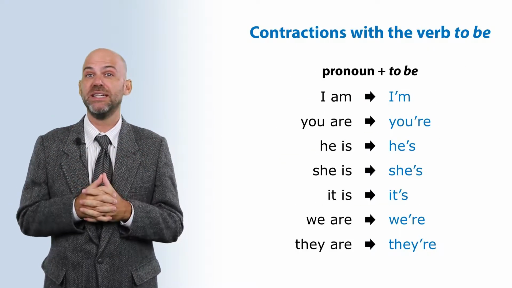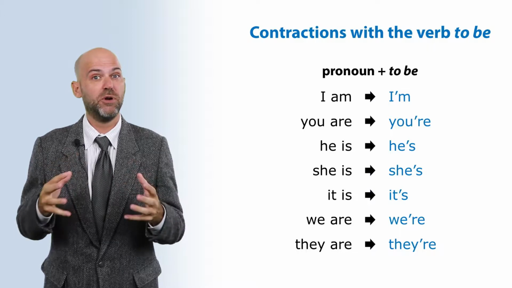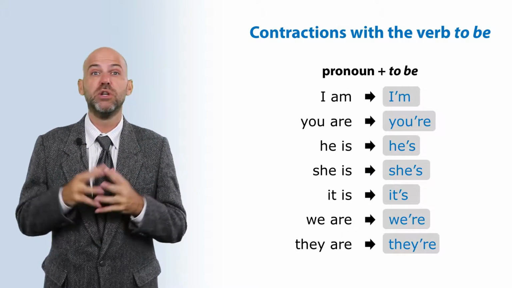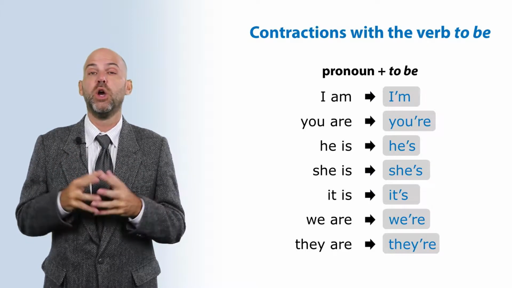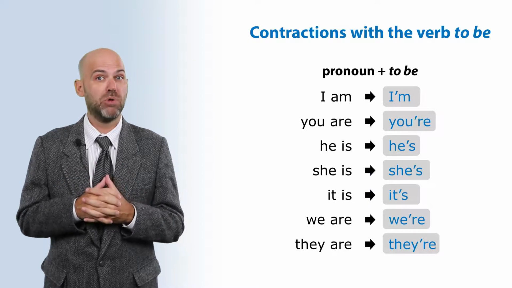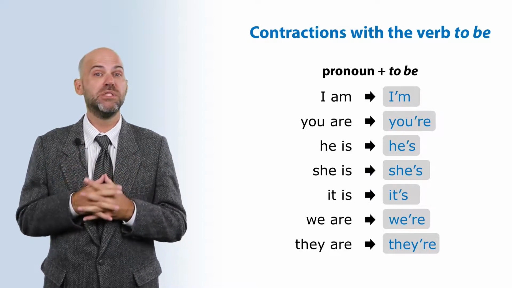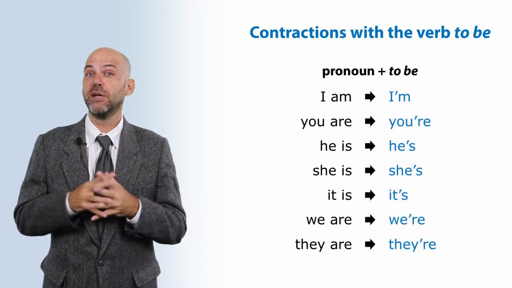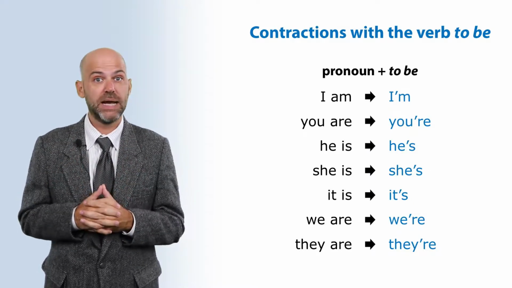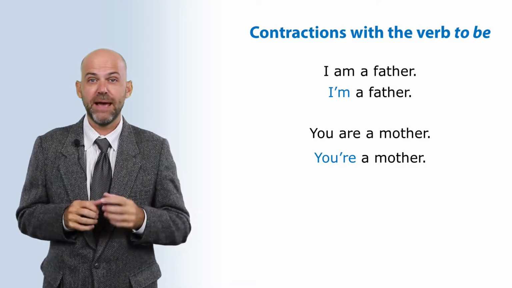Our next topic is contractions with the verb to be. Contractions are used to shorten words. We use an apostrophe to make contractions with pronouns and the verb to be. Let's look at a few statements with and without contractions. Repeat after me.